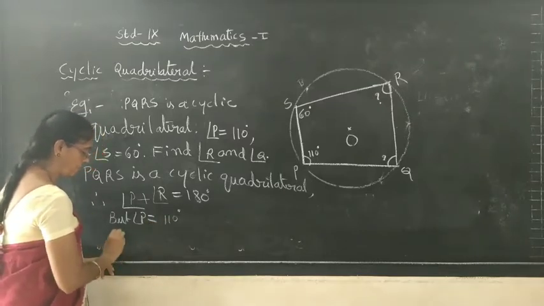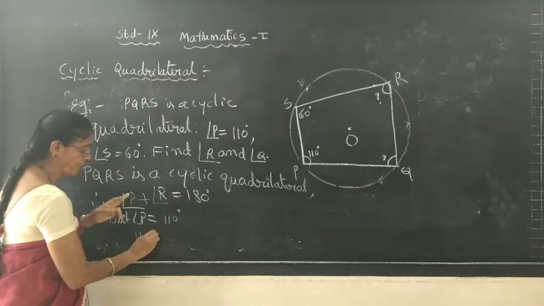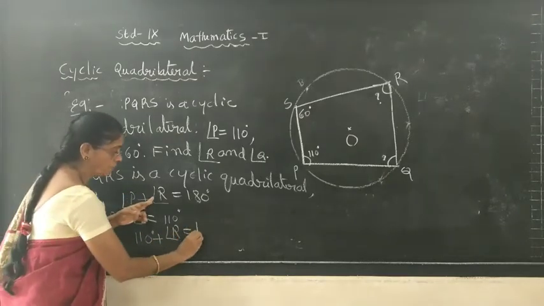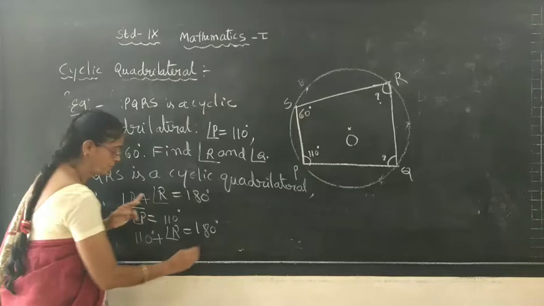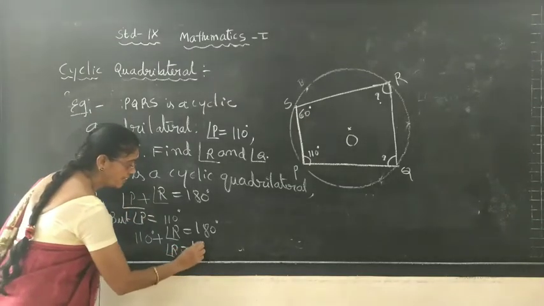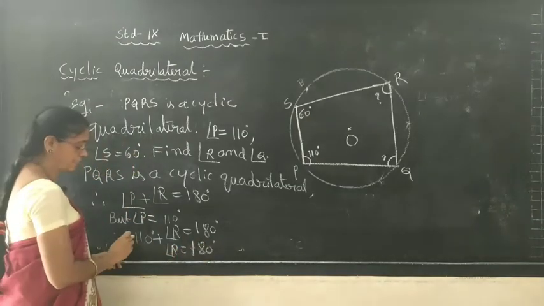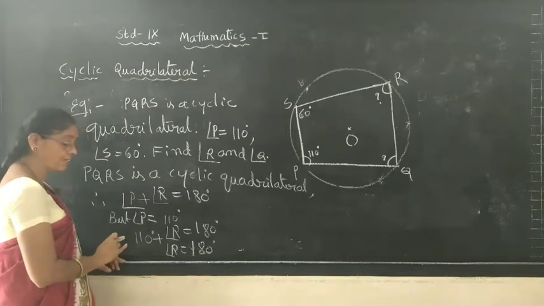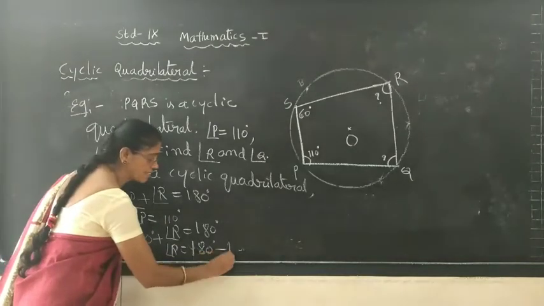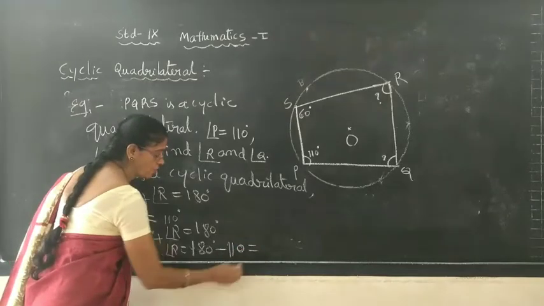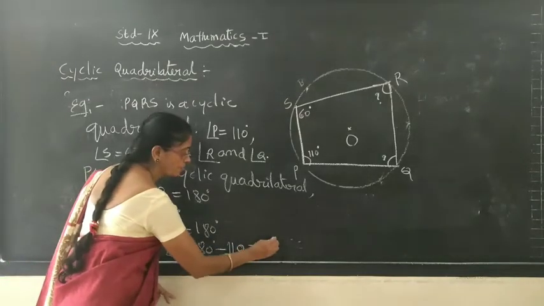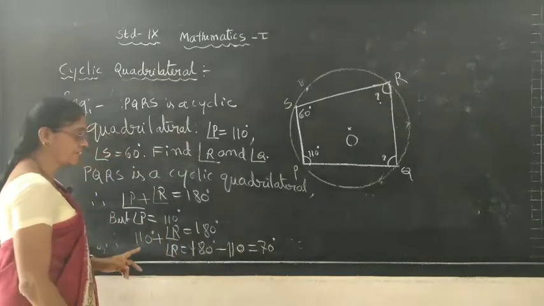Therefore, 110 degree, P angle is 110 degree plus R angle is equal to 180 degree. So, R angle is equal to 180 degree plus, no sign symbol means it is plus, 110 degree. Bring this side, this minus 110 degree, which is equal to 180 minus 110 is 70 degree. So, the angle R is 70 degree.